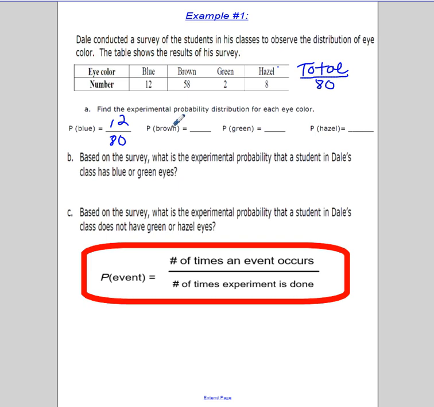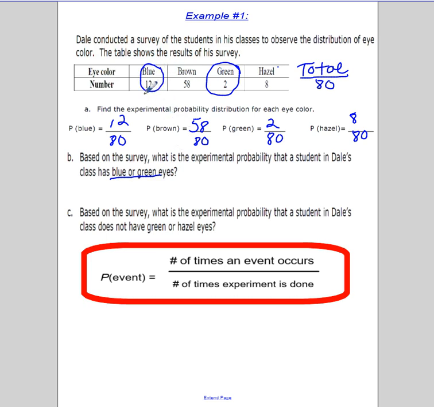Now how about brown eyes? We had 58 people with brown eyes out of 80 people. How about green eyes? We had 2 out of 80 people. And how about hazel eyes? We had 8 out of 80. So based on the survey, what's the experimental probability that a student in Dale's class has blue or green eyes? So blue or green. That would be these people and these people.